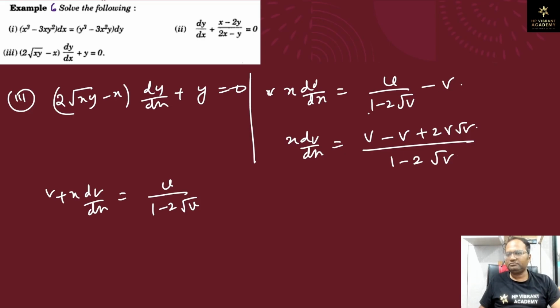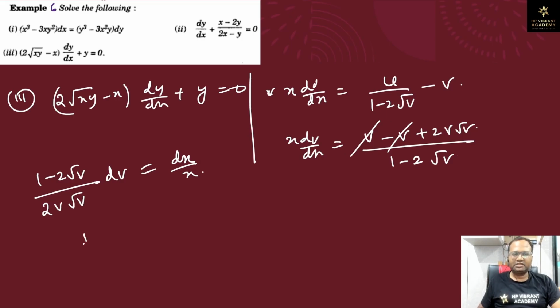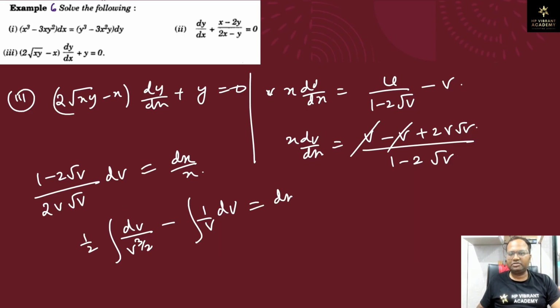Okay, this gets cancelled. So from here we have (1 minus 2 root under v) upon 2v root under v dv is equal to dx upon x. ठीक है, तो यहाँ से हाफ ऑफ dv upon v to the power 3 by 2 integration minus 1 upon v dv, (2 root under v minus 2 root under v) upon 2v root under v. तो root under v कैंसिल हो जाएगा, तो 1 upon v रहेगा ना, is equal to dx upon x integration.